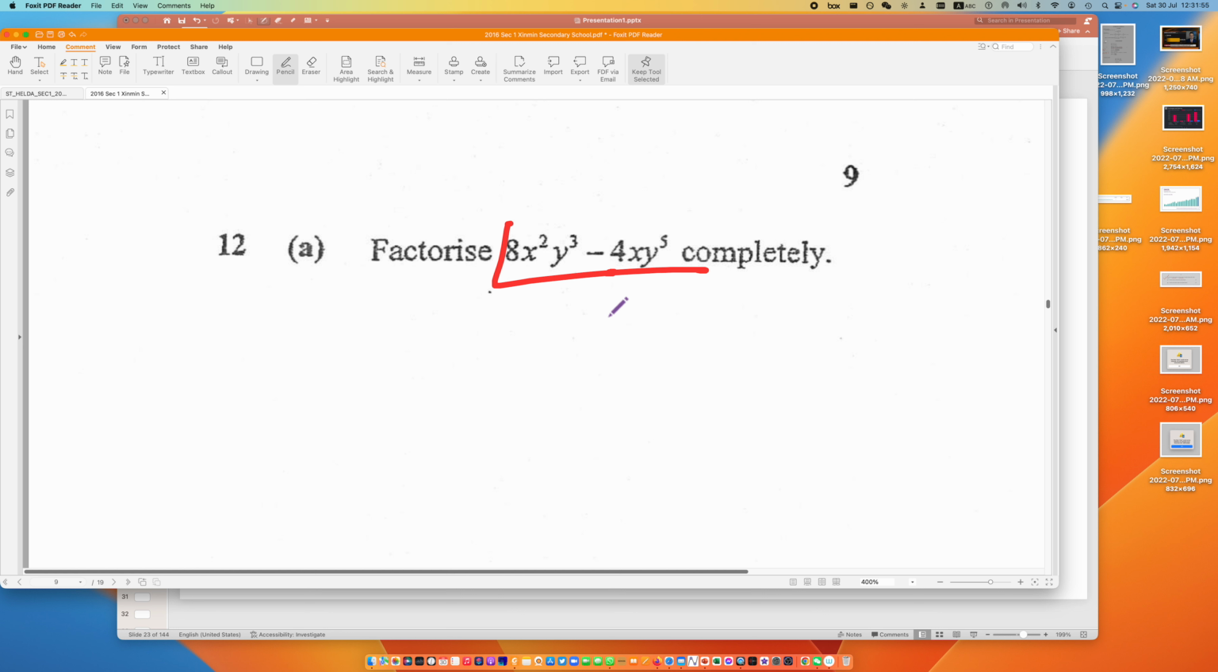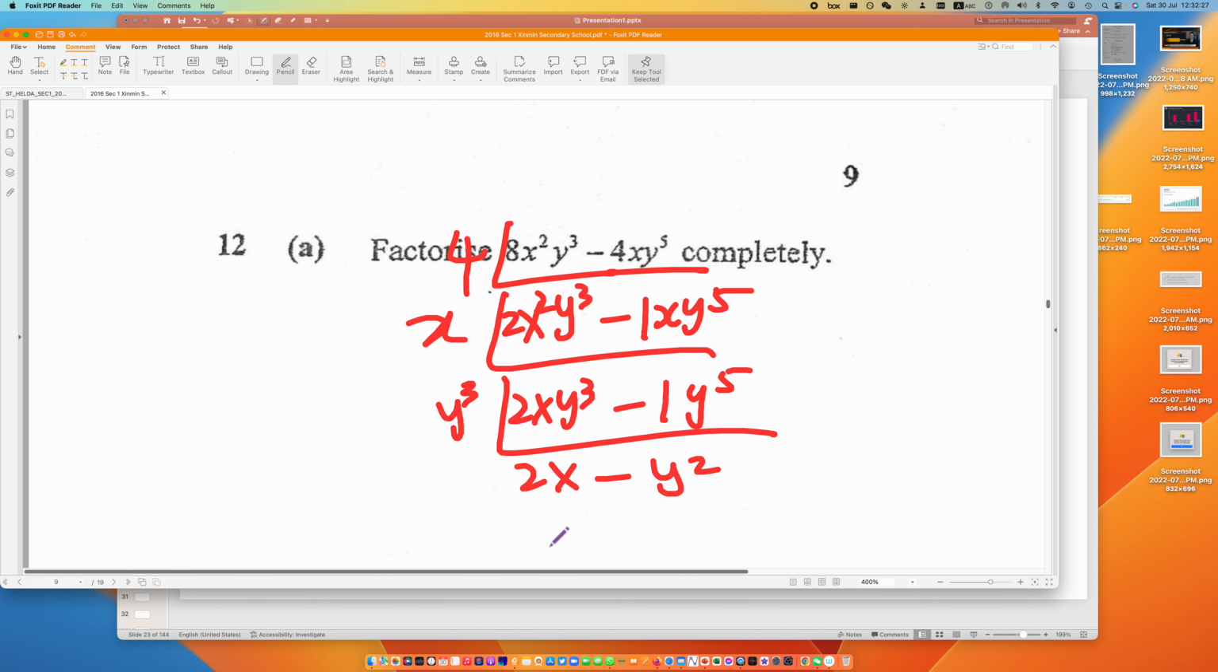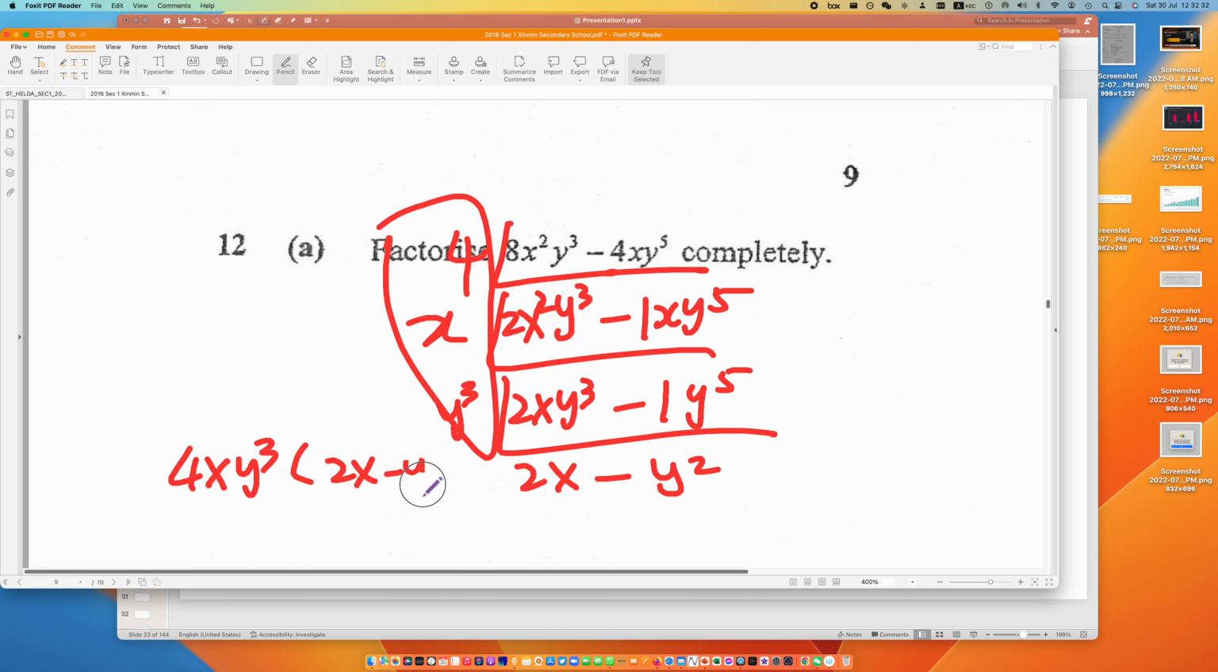What do you take out? 4. What do you have left? 2x squared y cubed minus xy to the power 5, right? What do you take out next? X or y? X. 2xy cubed minus y to the power 5. What else? Y. Just y? No, y cubed. Done. So basically you just pick this 4xy cubed and then 2x minus y squared. Simple.